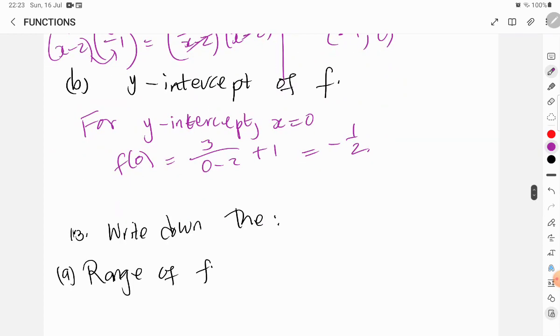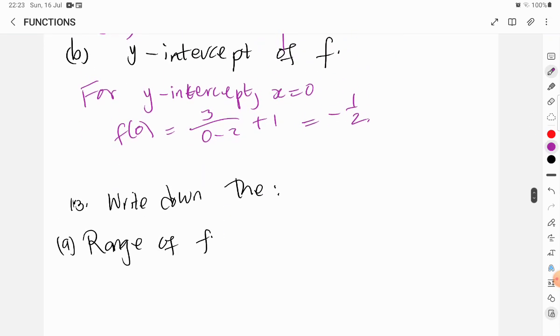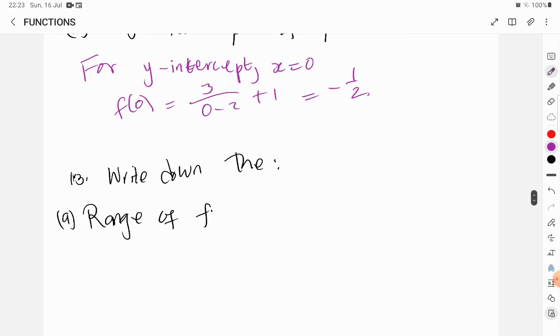Next up, write down the range of f. Now, range, you said, concerns y values. So the first thing you write here is y is an element of real numbers. Now, y is not equal to something.